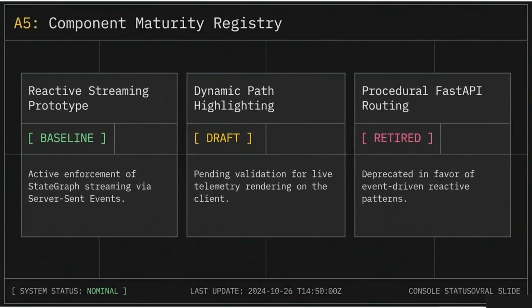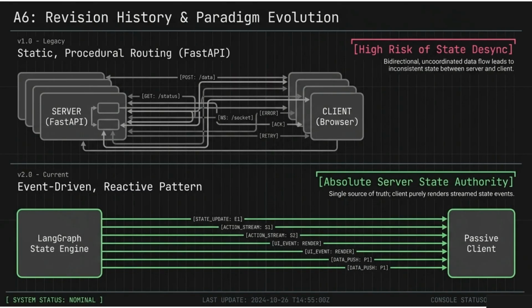The component maturity registry tracks the status of different components. For example, reactive streaming prototype is the baseline, dynamic path highlighting is currently a draft, and procedural FastAPI routing is retired. The architecture has evolved from a V1 legacy model, which had a high risk of state desync, to a V2.0 event-driven reactive pattern. This current version enforces absolute server state authority, ensuring the client only renders streamed state events.